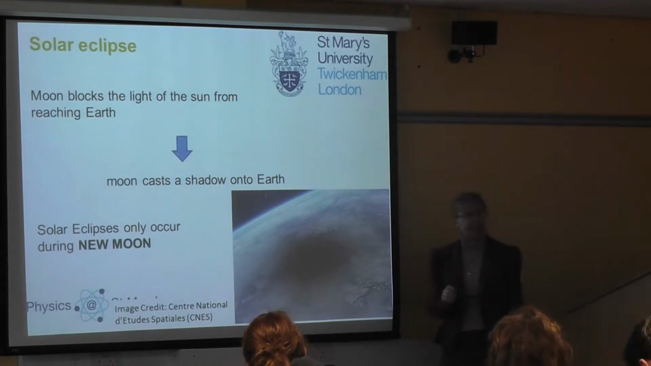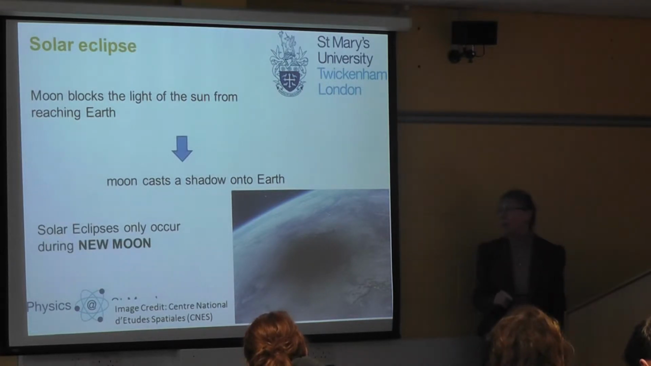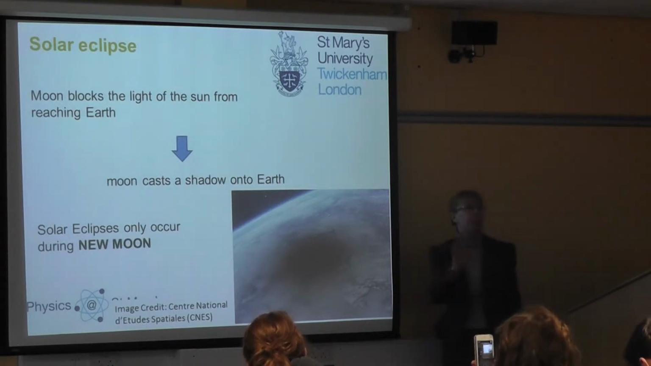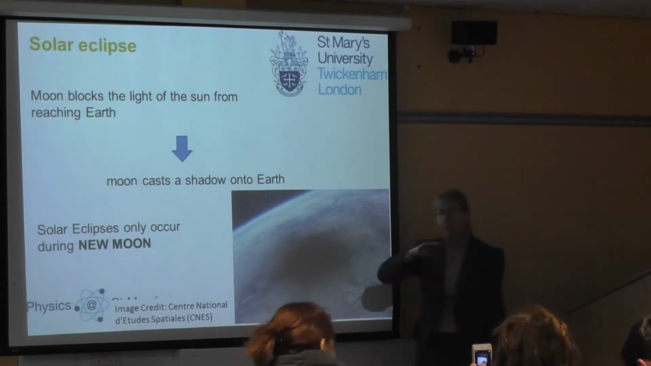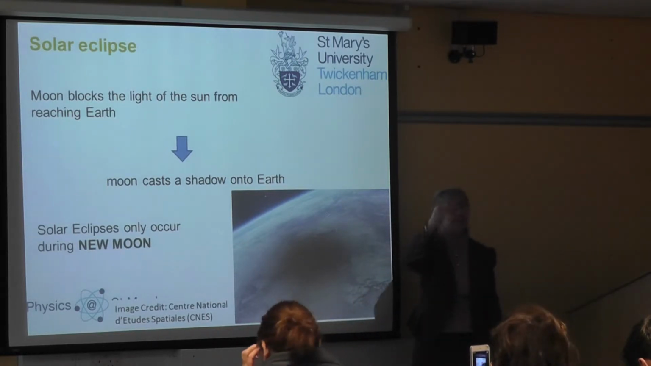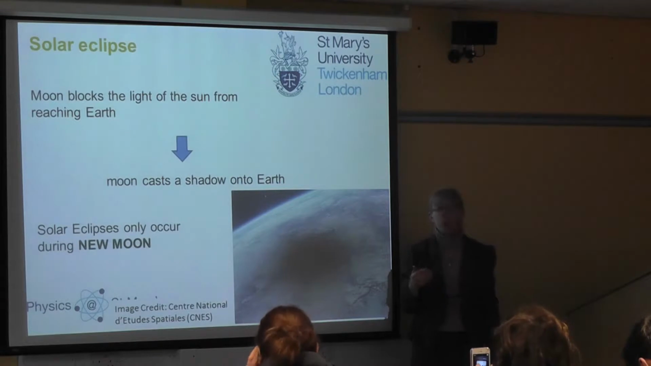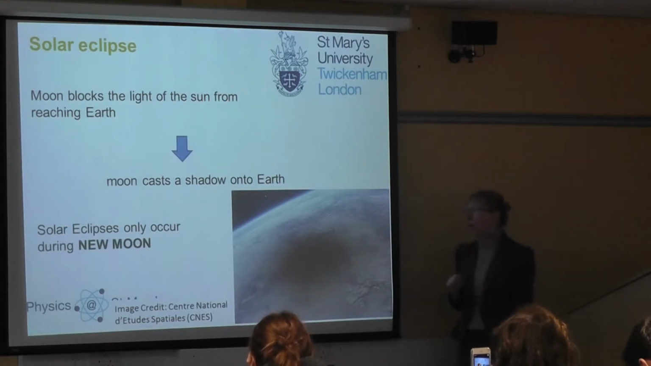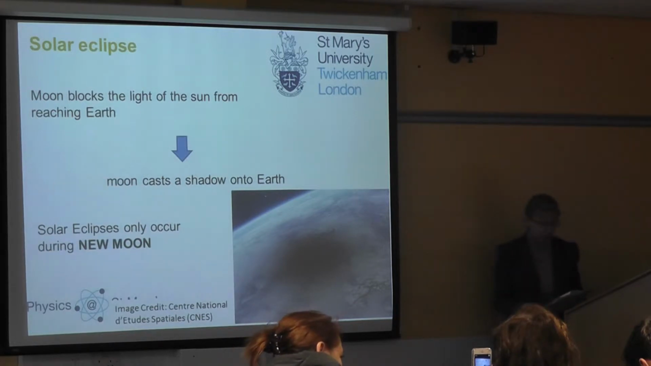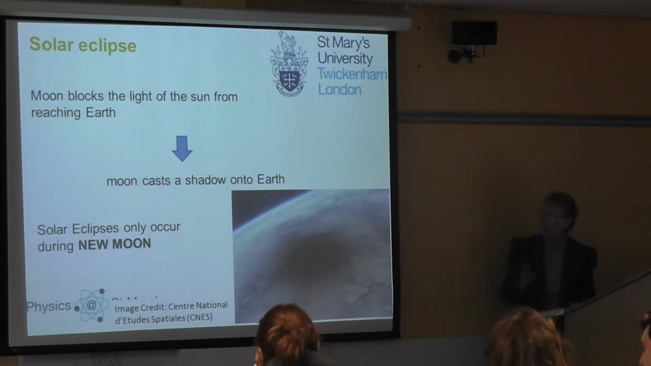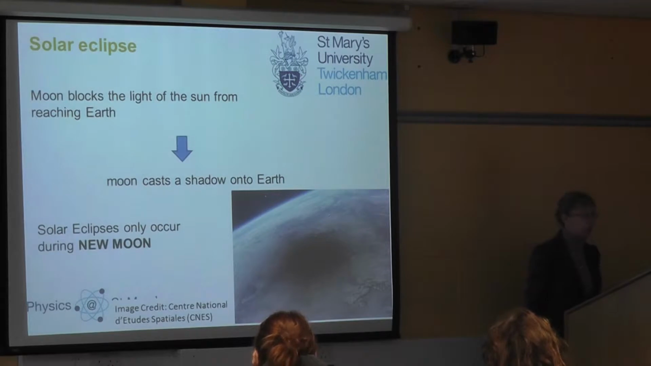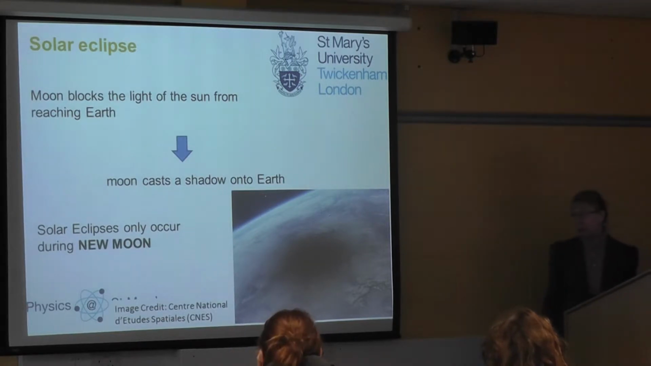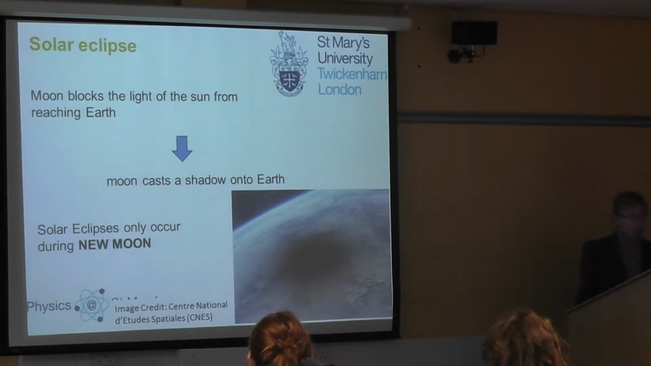Okay, as we were saying, solar eclipses happen only during new moon, not during full moon, and this is because of the position of the moon. When it is new moon, the moon is between the sun and ourselves. When it is a full moon, it is on the other side of the Earth. So that's the reason why solar eclipses occur only during a new moon.